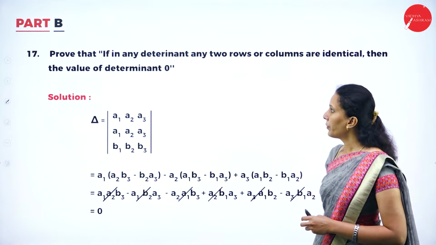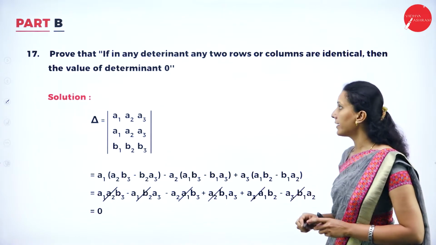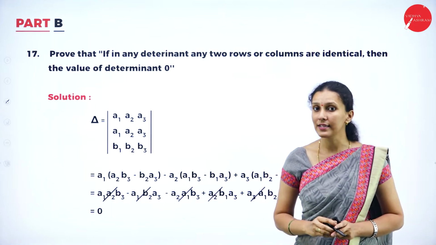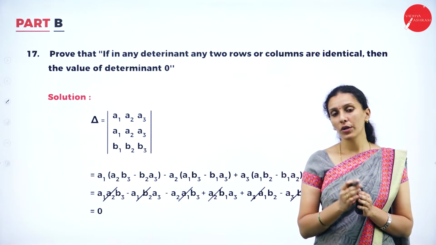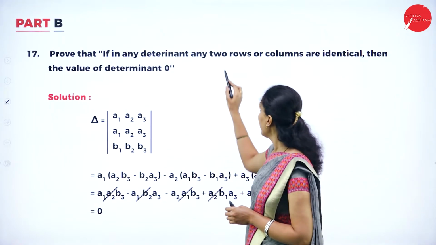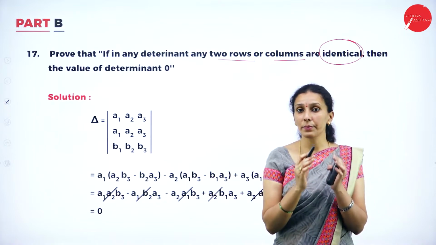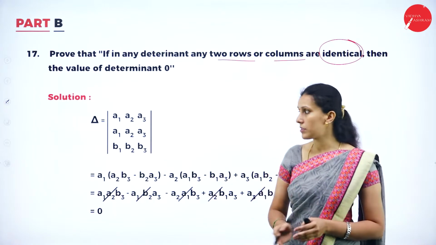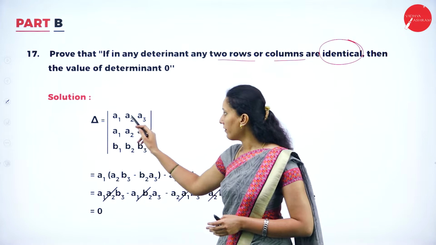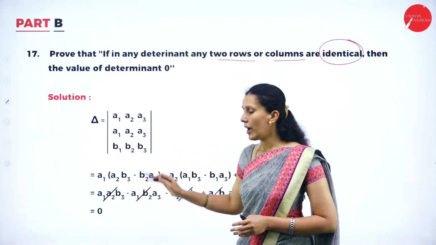Next, we have: prove that in any determinant, if any 2 rows or columns are identical, then the value of the determinant is 0. So you will have 1 question from the properties of determinants. Here they have given any 2 rows or columns are identical. Identical means it must have the same elements. So I have taken A1, A2, A3, A1, A2, A3 in the first 2 rows. The last row I have changed.